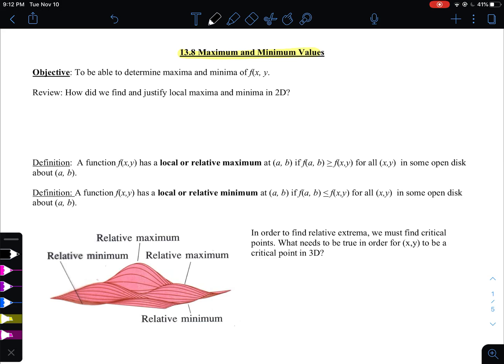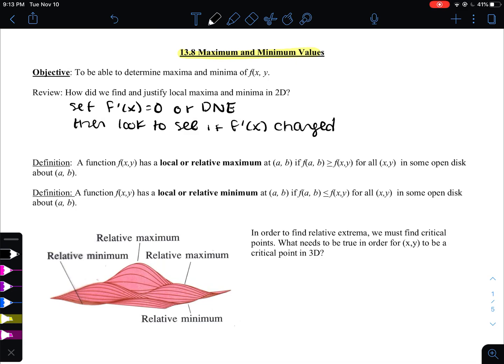A lot of you, and I just saw this on the project, said that we are going to set the first derivative equal to 0. A lot of you forgot that we could also set the first derivative to the fact that it doesn't exist. We're looking for discontinuities. So to find a critical point, we set the first derivative equal to 0. We'll look to see where the first derivative does not exist. Then we look to see if the first derivative changed signs.